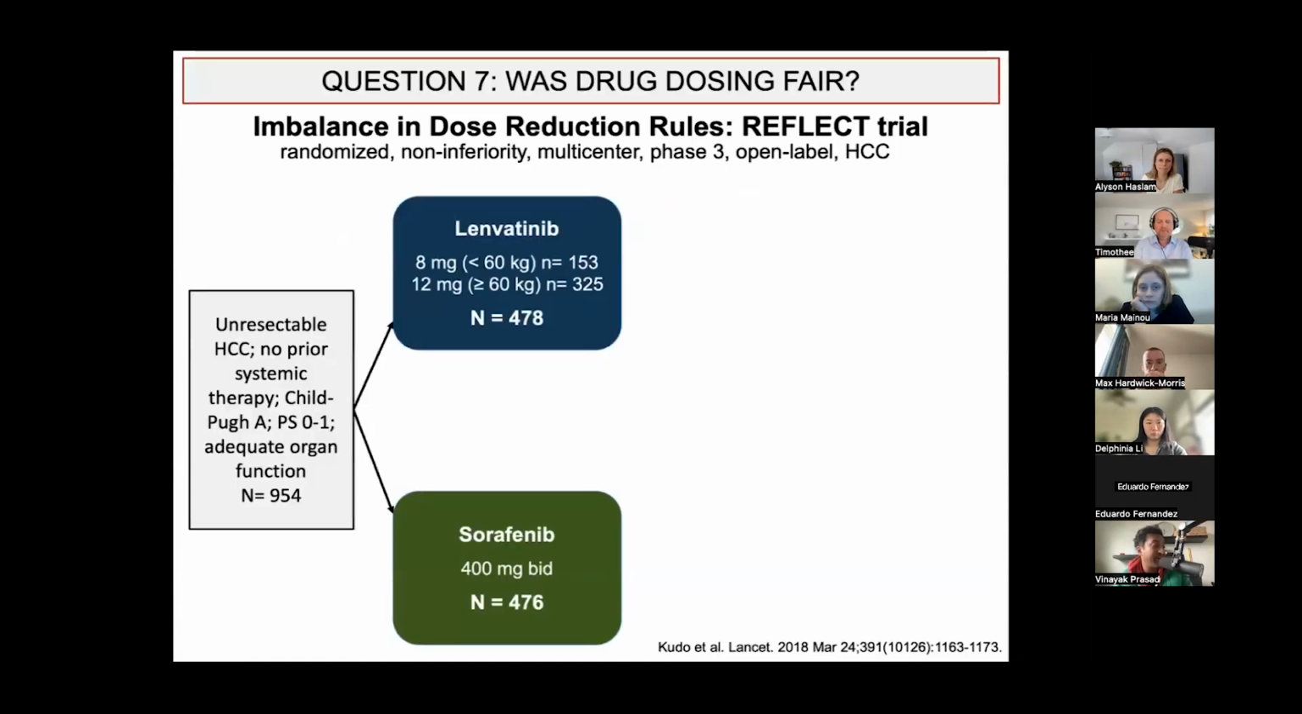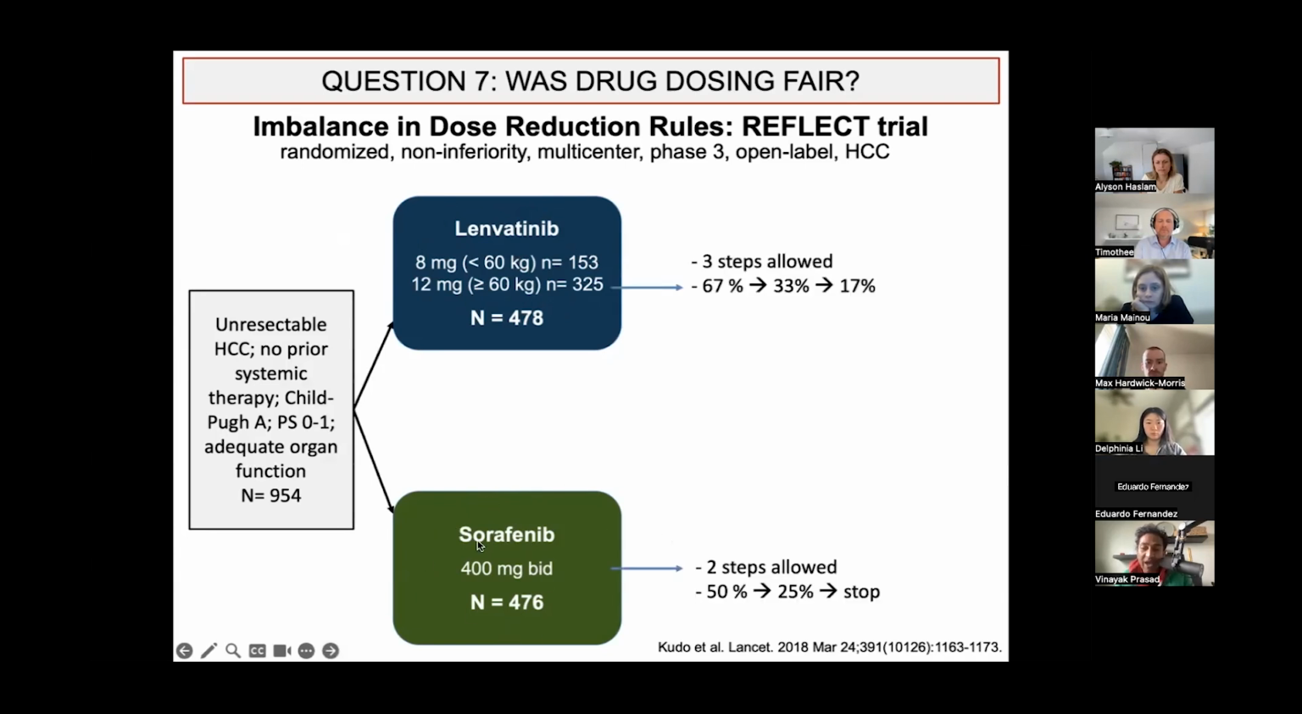Question number 7. All right. Yeah, it's not over yet. Question 7 is, is the drug dosing fair? And often the clinical trial has a fair starting drug dosing. I'm thinking of the non-inferiority study, lenvatinib versus sorafenib for hepatocellular carcinoma. It's fair for the company to come up with whatever starting dose they want for lenvatinib and sorafenib. But here's the problem. The dose reduction rules may not be fair. In other words, if you have any side effects from lenva and side effects from sorafenib, are you having the same dose reductions? And the answer is here.